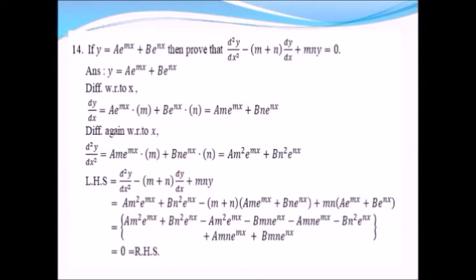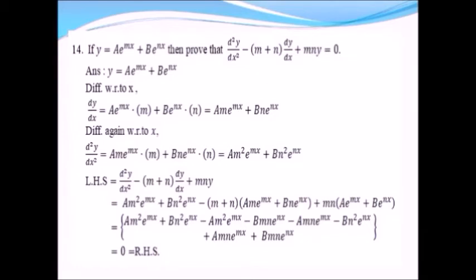So now the given function is y is equal to a into e to the power mx plus b into e to the power nx. Now differentiate with respect to x, you will get dy by dx is equal to, a is a constant as it is, differentiation of e to the power mx is e to the power mx into m, plus differentiation of b into e to the power nx is b into e to the power nx into n. Simplify, you will get a m e to the power mx plus b n e to the power nx.